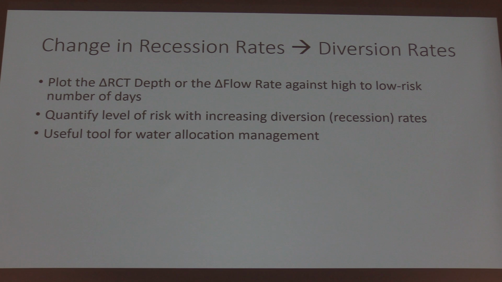So then comparing the risk between recession rates among different years, you can do a similar thing when you have known diversion rates. So when you can plot the change in depth or your change in flow rate against the number of days that are associated with high to low risk for subsequent life stage success. And then you can quantify that level of risk with increasing diversion or with different recession rates. And then this can be a very useful tool for water allocation management.